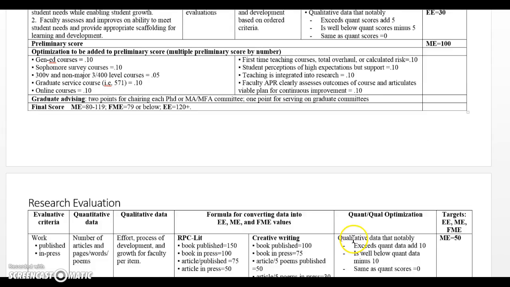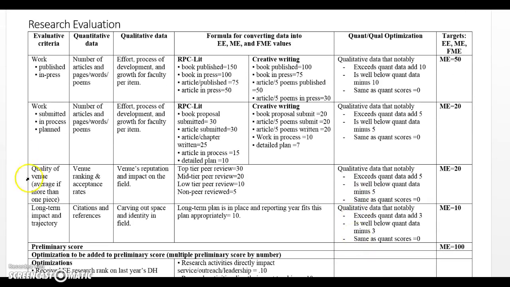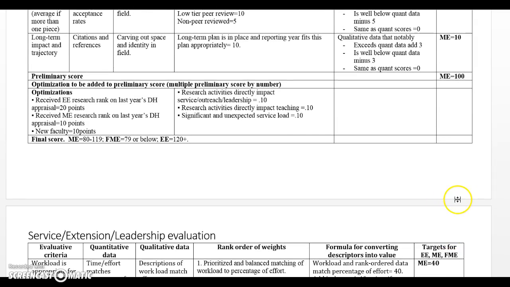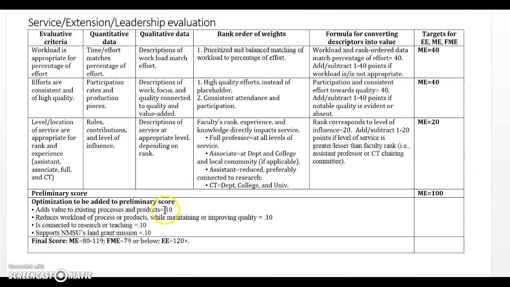And then you'll get a final score, which is the optimizations added to your preliminary score, and then here's the range. We do a very similar thing with the research, where we have the criteria: work published or in press, submitted, quality of venue, long-term trajectory, quantitative data, qualitative data, and here's our formula that adds the points. Then we have a qualitative optimization, and these all add up to a preliminary score, and then we have optimizations to give you a final score that accounts for things that are really difficult to account for. Service and extension, it's the same process. We have criteria, quant data, qual data, rank order of weights, and a formula for converting this data into our targets that meet expectations or fail to meet expectations.